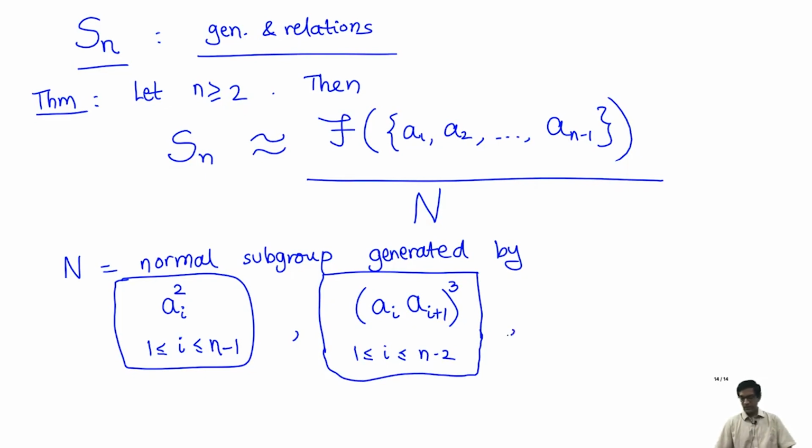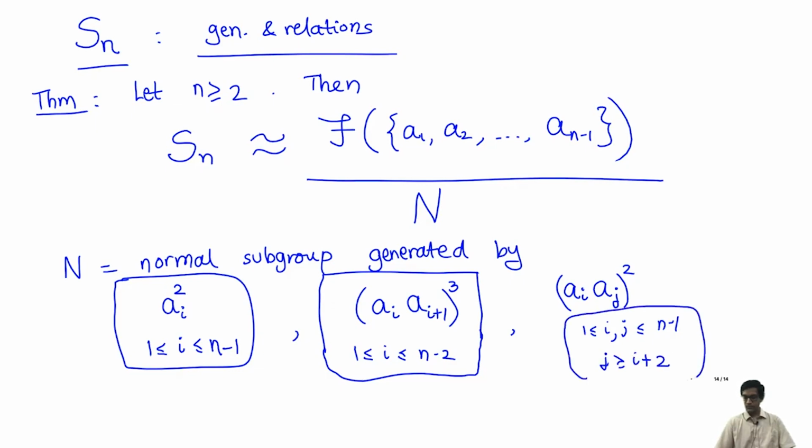This is the second sort of element I need in the kernel, and the third sort, which we didn't have in the case of S3 because it's too small, but here we will have it in general, is elements of the following form. Let's take any Ai and multiply it by Aj and take the square of this element. Now what are i and j here? j can't be i plus 1. So j has to be greater than i, but farther than just one step apart. It's 2 steps or more from i. So i and j are between 1 and n minus 1, but j is at least i plus 2.